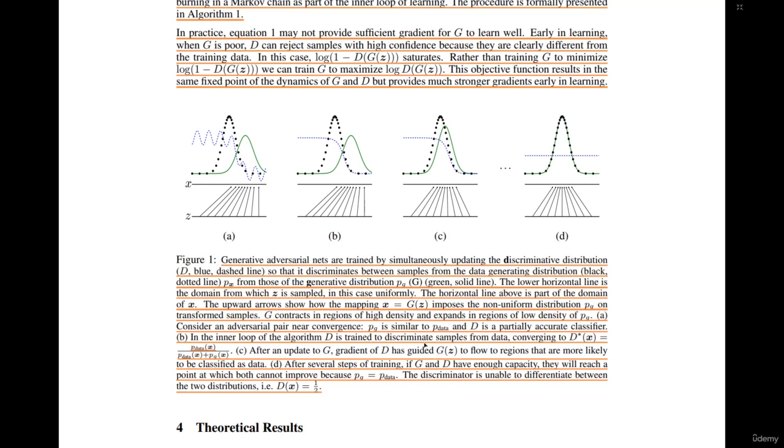Now, after several steps of training, if G and D have enough capacity, they will reach a point at which both cannot improve because pg equals p data. At this point, we see clearly how this blue line doesn't even know the difference between p data and pg, as they are both the same now. And this is the aim of our task. Now the discriminator is unable to differentiate between the two distributions, so we have D(x) equals a half, whether x is from the distribution pg or distribution p data.